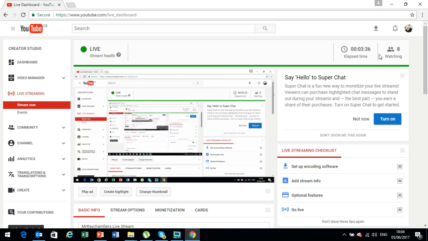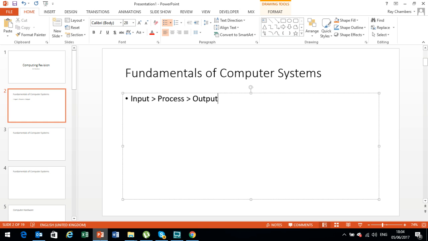So what I'm going to do is start off by going over the basics and some reminders of the fundamentals of computer systems.